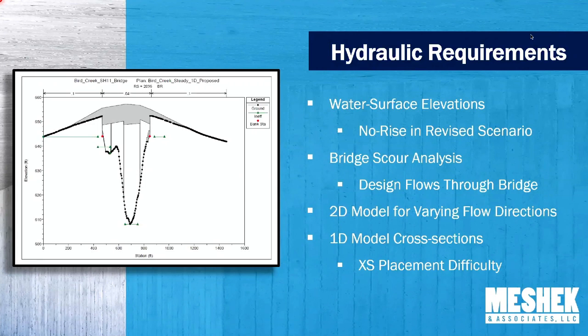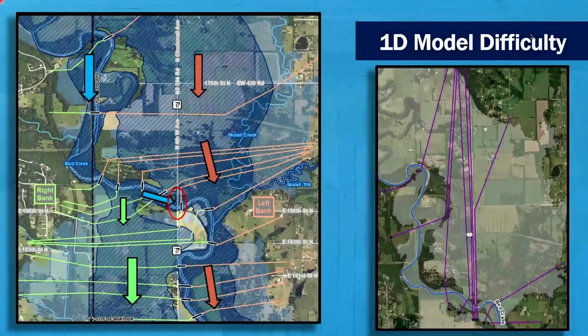But I do want to go through and point out the troubles with the 1D model, particularly the cross-section placement and difficulty that comes with that. So here we have two options we can roughly choose from. We've shown a few general flow path areas, arrows for you, so you can kind of get a sense of what's happening. Now, the first picture on the left is really based on the DFIRM model. These cross sections are laid out perpendicular to the direction of flow.